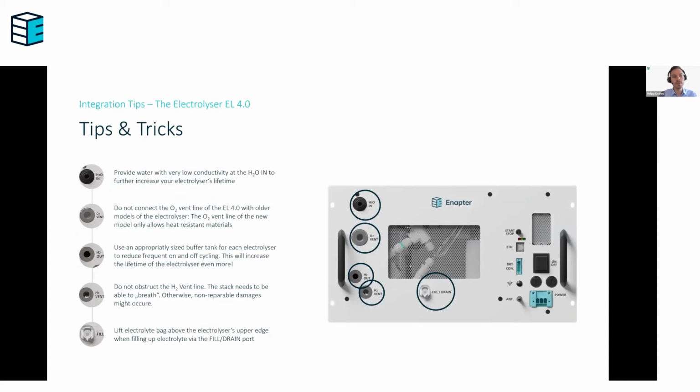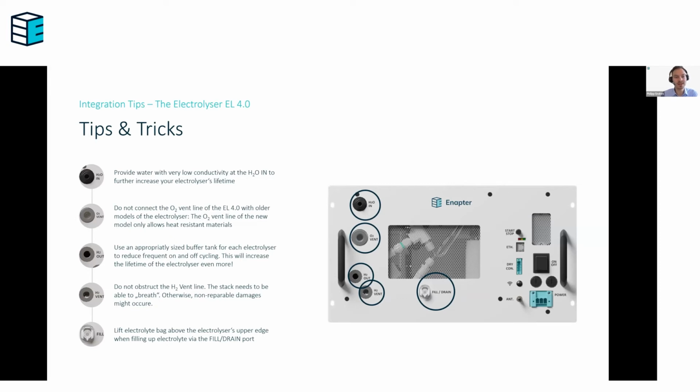Tips and tricks. Provide water with very low conductivity. We already had that. Do not connect the O2 vent line of the EL 4.0 with older models. I also talked about that in the previous presentation. The recombiner, which is now part of the EL 4.0, makes the oxygen vent line carry very hot oxygen, up to 200 degrees, and this is not possible to combine with the previous models. Often plastic pipes are also used, and of course they are not compatible.